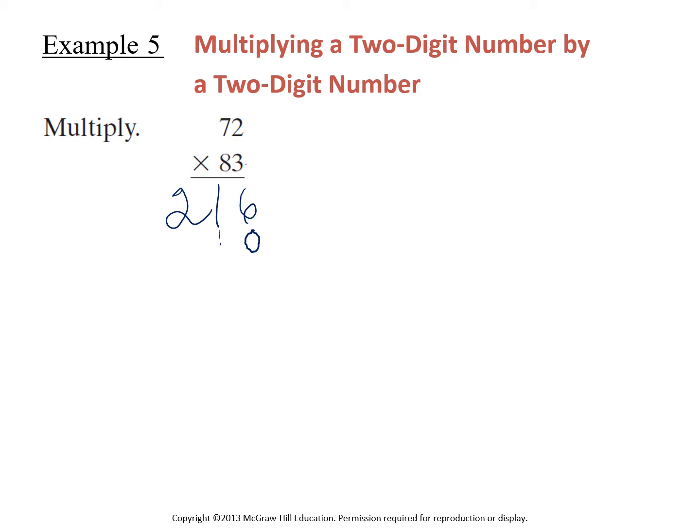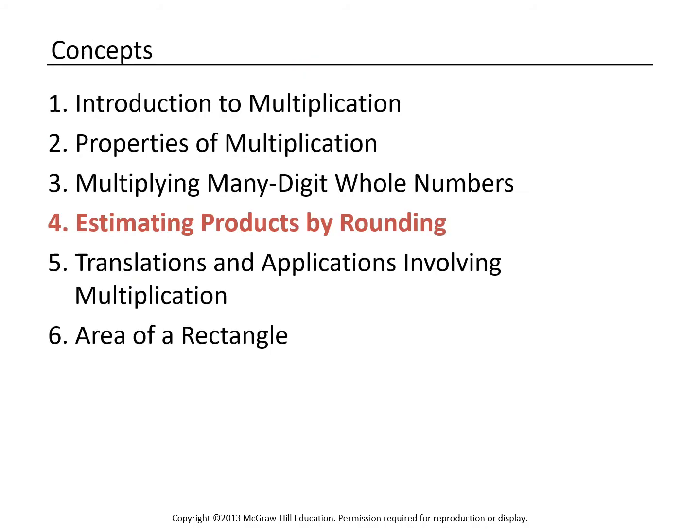8 times 2 is 16. I write the 6 and I carry the 1. 8 times 7 is 56 plus 1 is 57. And then I add these two partial products together to get my product.